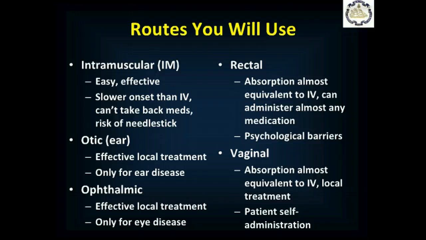Vaginal is also used for local treatment. You could give things there that would absorb just like an IV. We typically don't. Sometimes as a form of substance abuse, tampons are soaked in alcohol and then placed in the vagina, and they're absorbed there almost as fast as if the alcohol was given IV. That's not what we're doing. We're treating local infections like yeast infections with vaginal suppositories, and these are patient self-administered.